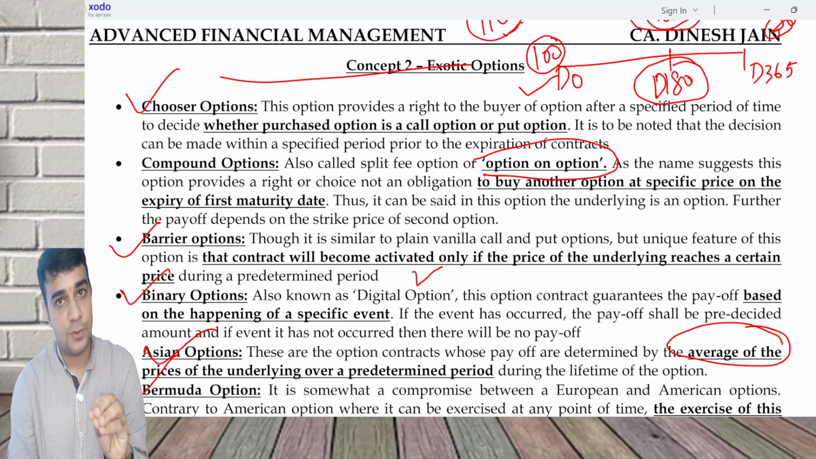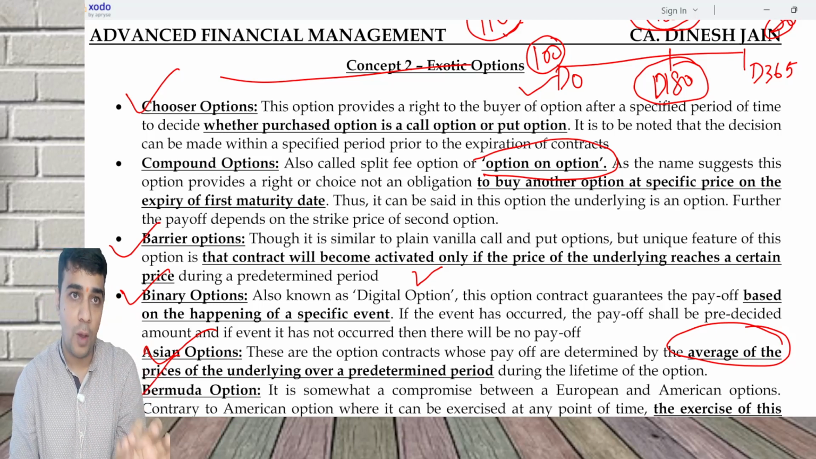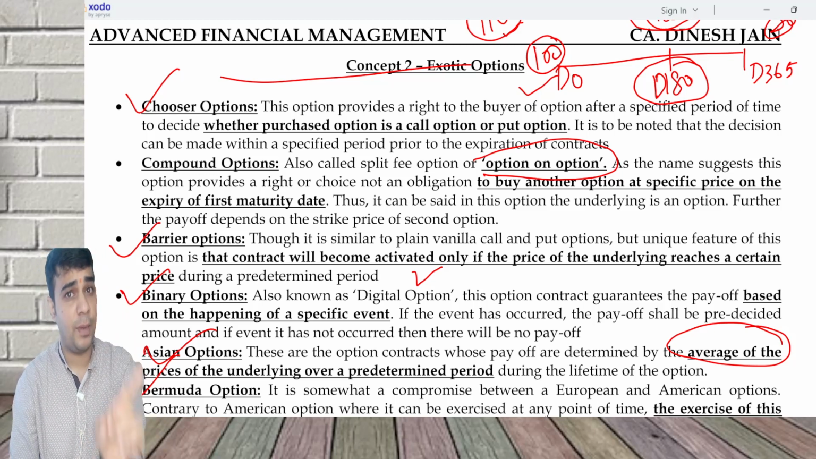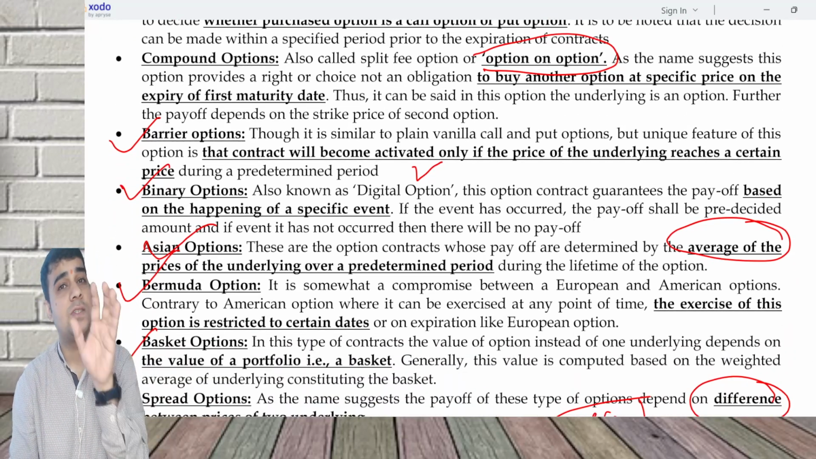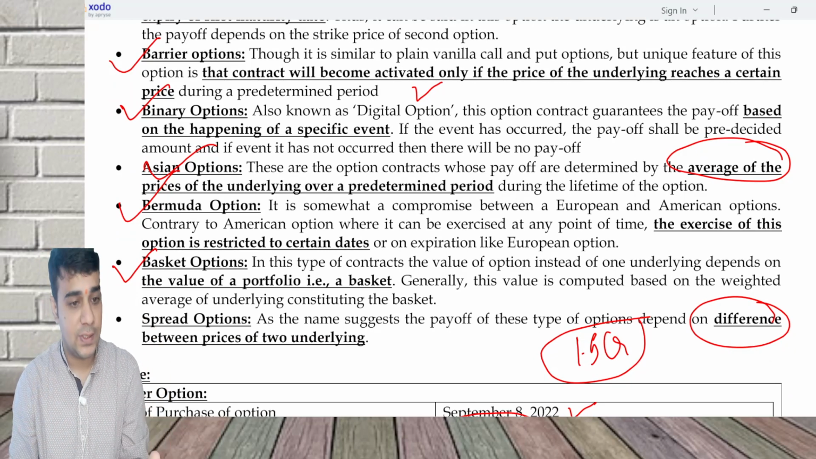There are 8 different types of option. Chooser option gives you a flexibility to decide whether it is a call option or a put option. Compound option gives you a flexibility to buy another call option, another put option, write another call option, write another put option. Depends on the terms of the agreement. Barrier option is a normal plain vanilla option, but it will get exercised only when the barrier price is touched. Binary option, it's either all or nothing approach. Either I'll pay you 1,000 rupees or I'll pay you zero.